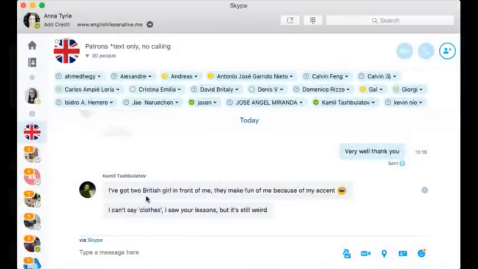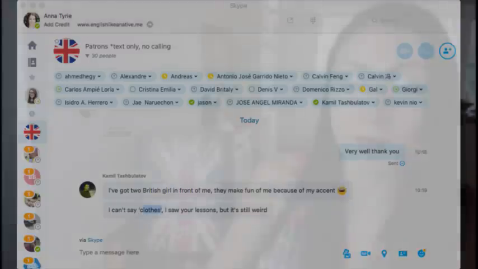Have you got that difference? What do you think, patrons? Is that difficult? How are you finding it? "I can't say clothes. I saw your lesson, but it's still weird." Oh, so this is the O sound as well in this word. Clothes. But you have lots of other troublesome sounds within that word, Camille. You've got the TH and you've got a Z at the end for the S. So you've got clothes.